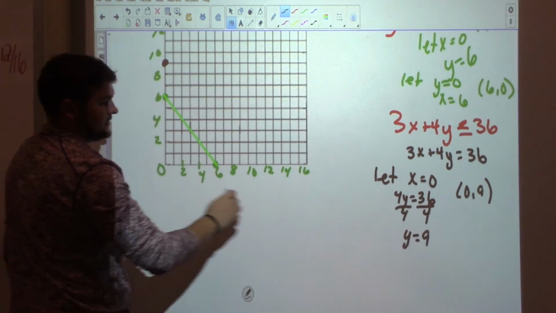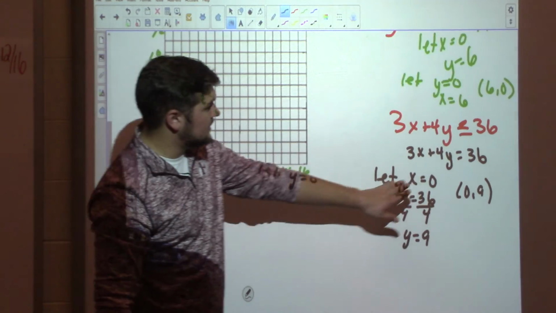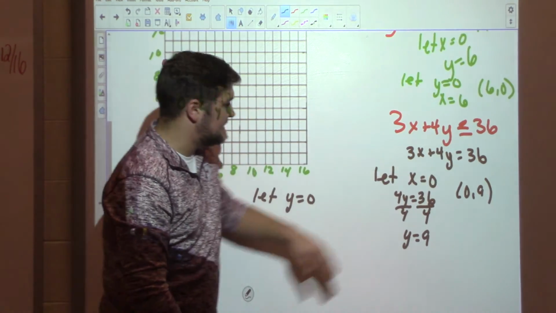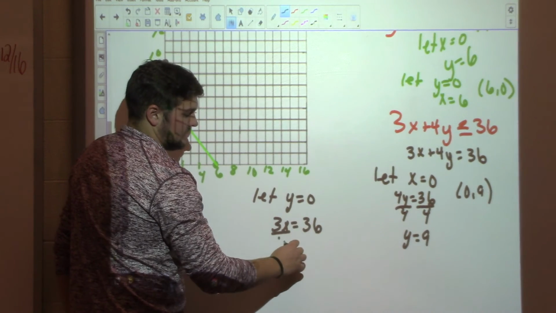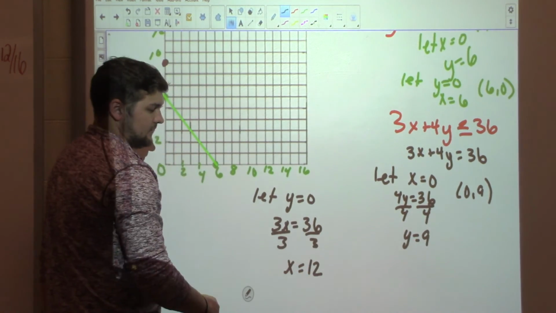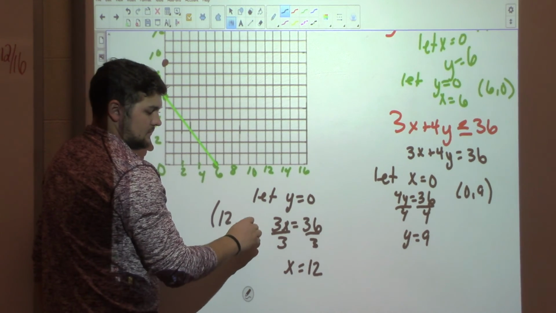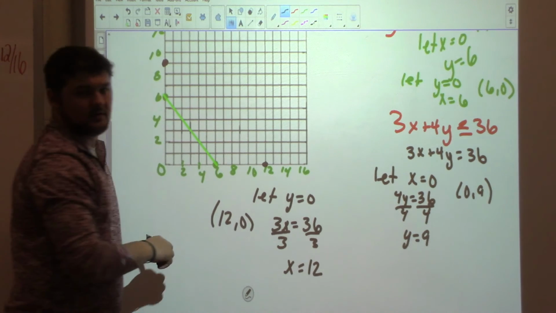Then I let y equal 0. I'm going to do it over here. 4 times 0 is 0, so I cover it up. I'm left with 3x equals 36. Divide by 3. X equals 12. So at 12, 0, I have my second point.